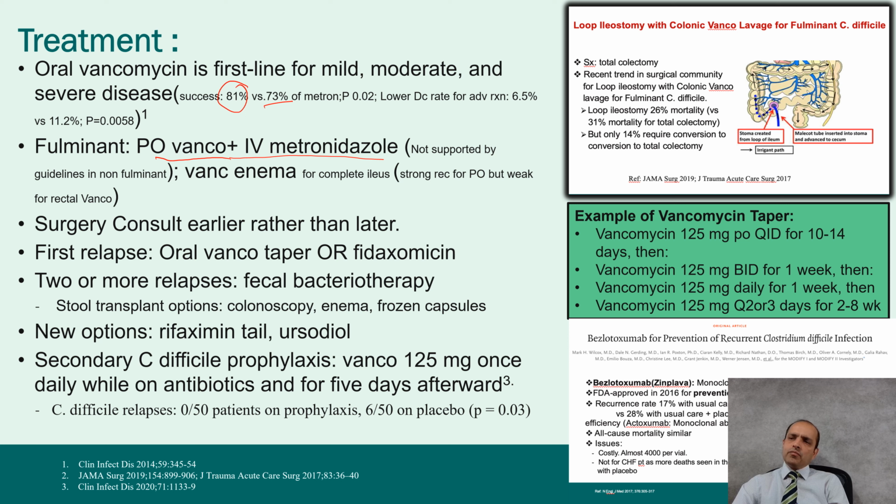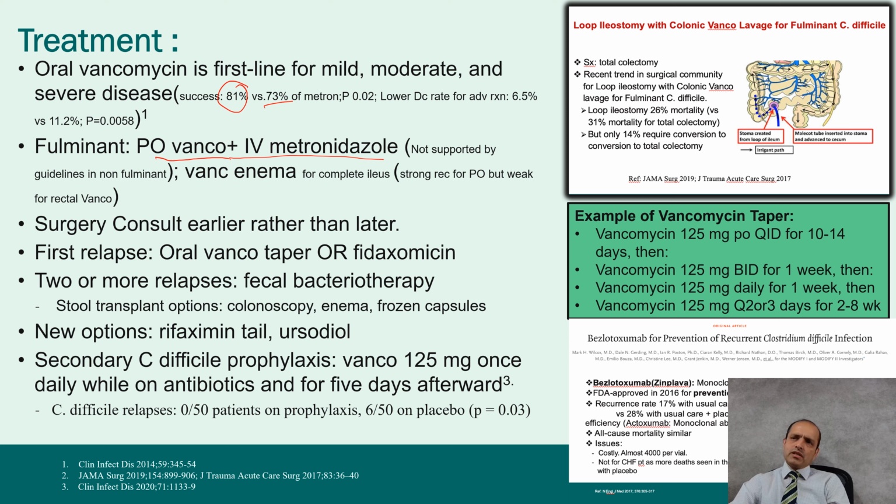And then bezlotoxumab, which is basically a monoclonal antibody to toxin B. It was approved in 2016. The recurrence rate is 17% with bezlotoxumab versus 28% with usual care and placebo. So there was an improved outcome with this monoclonal antibody.